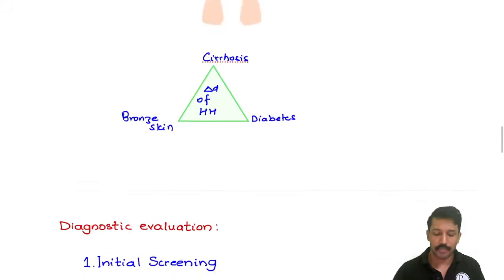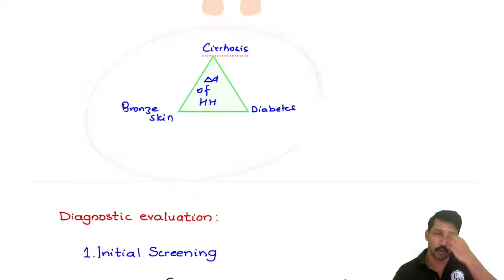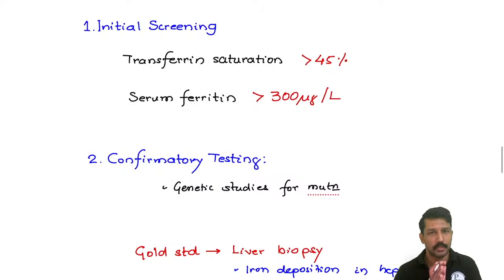So based on these manifestations, particularly this triad of bronze skin pigmentation, diabetes, and some degree of liver involvement, we have to go for diagnostic evaluation. Initially, we will screen with two investigations. We will first do transferrin saturation. If it is more than 45, we will look at the ferritin.